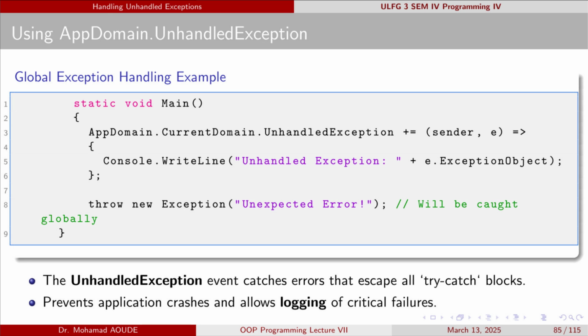In this example, we subscribe to the AppDomain.UnhandledException event. If an exception escapes all try-catch blocks, this event triggers and logs it. It doesn't prevent termination, but it gives you a chance to log or alert before the program shuts down.